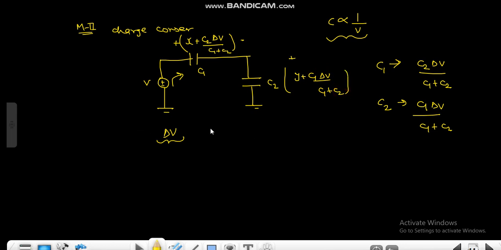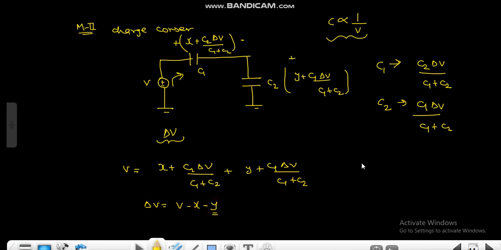Now simply apply the KVL. So V is equal to X plus C2 delta V upon C1 plus C2 plus Y plus C1 delta V upon C1 plus C2. From here delta V comes out to be V minus X minus Y. So at C1, what would be the total charge? At C1, V C1 would be X plus C2 upon C1 plus C2 into delta V. What is delta V? V minus X minus Y.